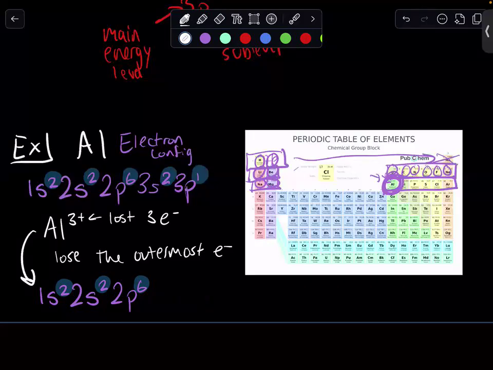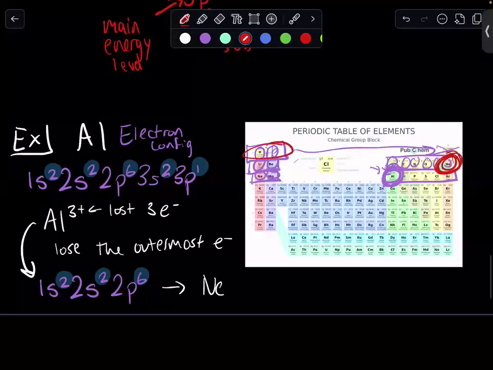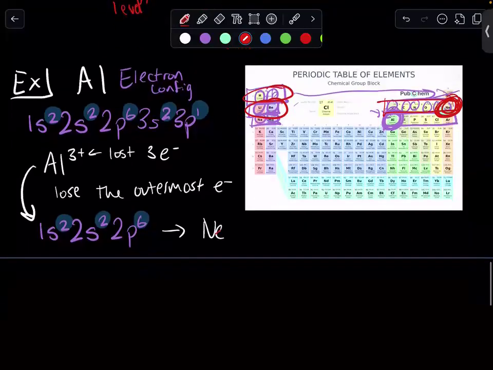The cool thing about that is another element that has that is also neon. We look at neon up here. I'm going to change my colors, maybe something a little brighter. Neon is also 1s2, 2s2, 2p6. So we can see that aluminum 3 plus actually has the same electron configuration as neon, which is really, really cool.